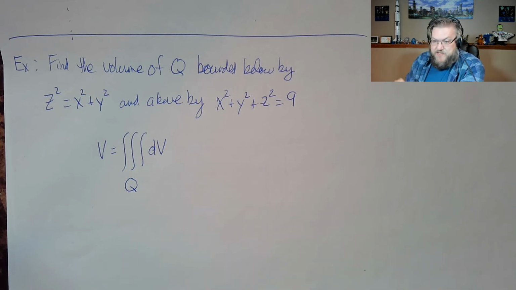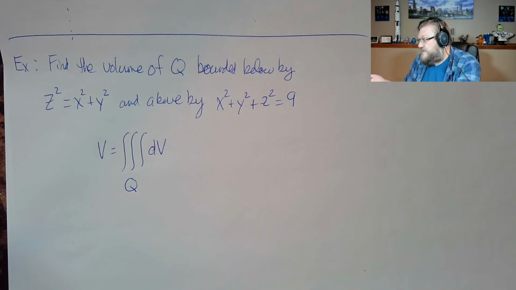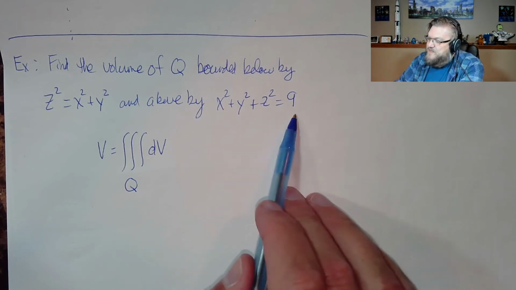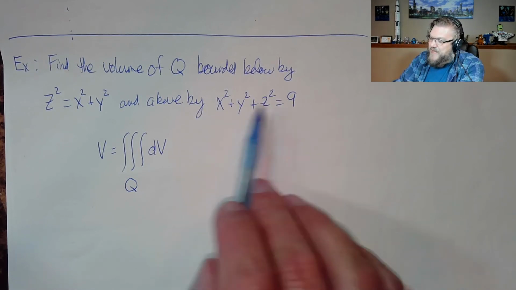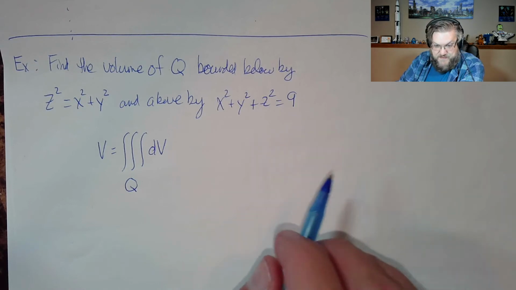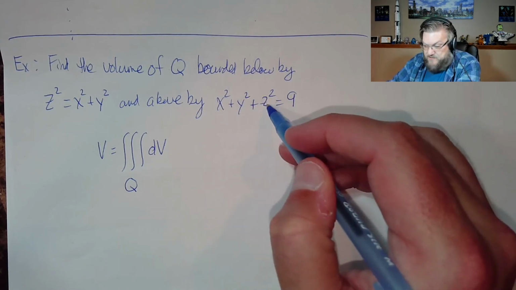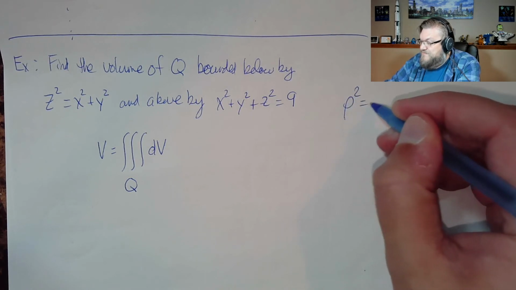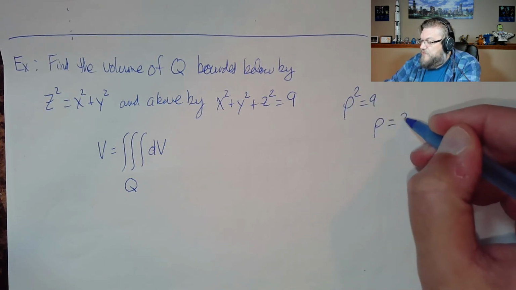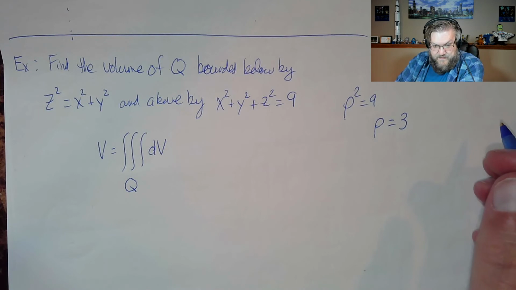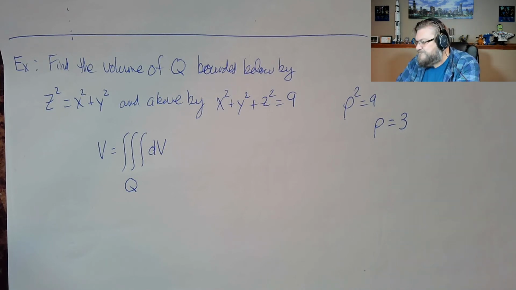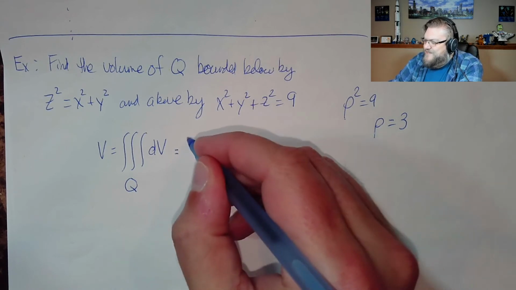And we know it's going to be spherical. Well, one, because it's in the spherical section, and two, probably because there's a sphere involved. It might be really nice to work with spherical, because right away I know that x squared plus y squared plus z squared is rho squared. And that means that the sphere is rho equals 3, which is really nice to work with. All right, so let's get started.